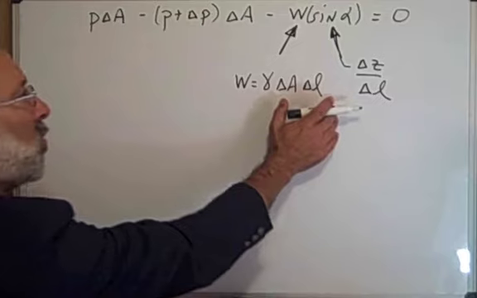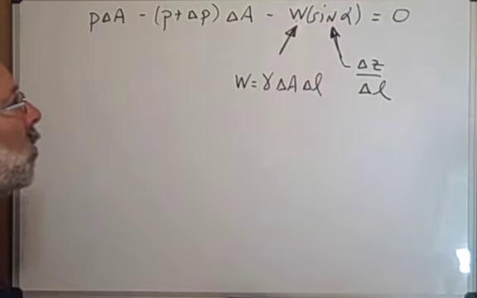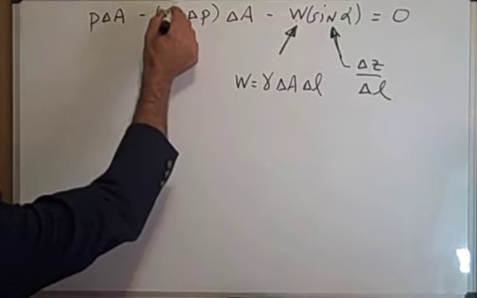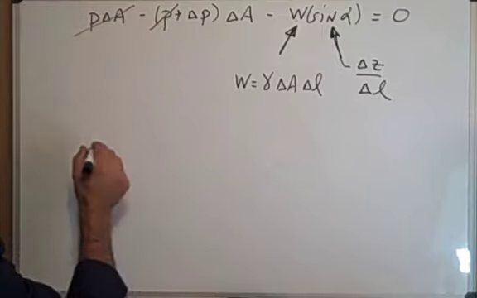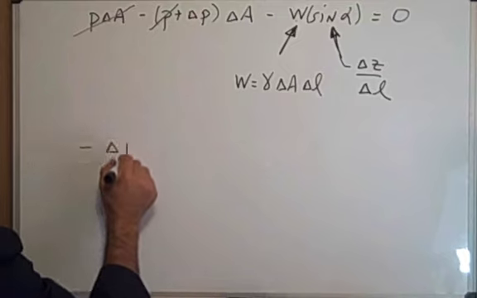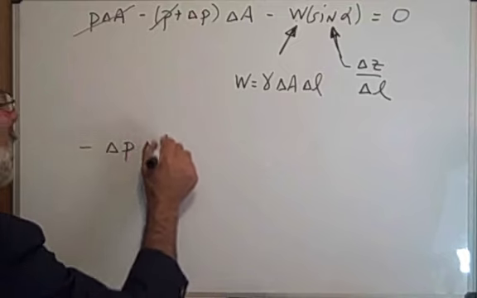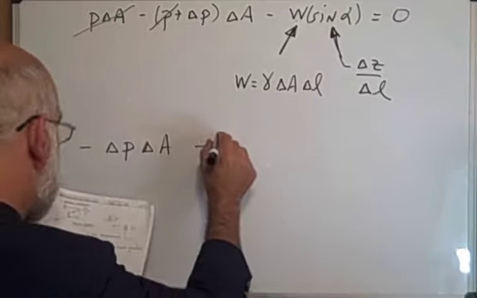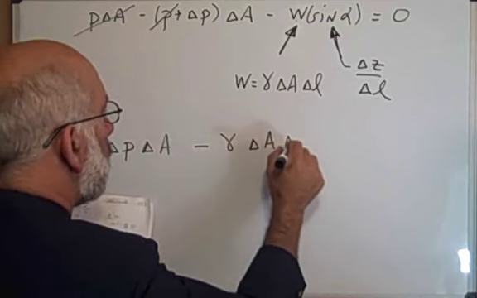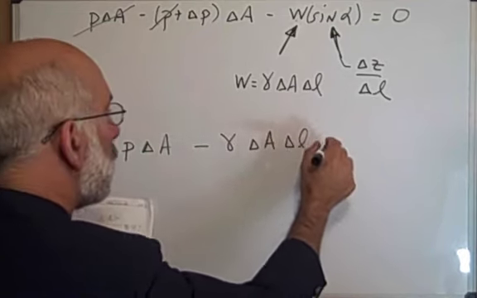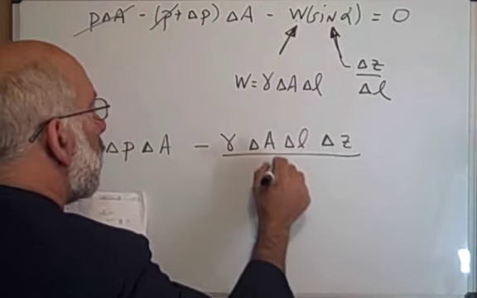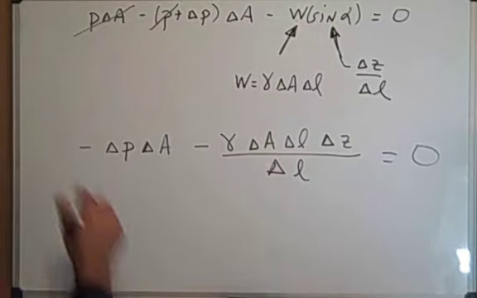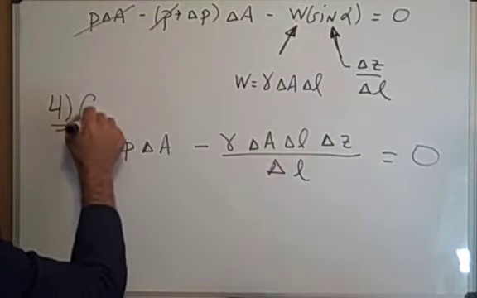All right, here are our two substitutions, substituting for weight, substituting for sine alpha, and then P delta A will cancel out this P delta A. So this term and this term cancel, and we're left with minus delta P delta A equals minus gamma delta A delta L delta Z over delta L, and that's all equal to 0. And this is step 4, combining equations.